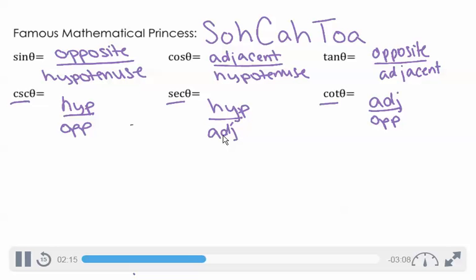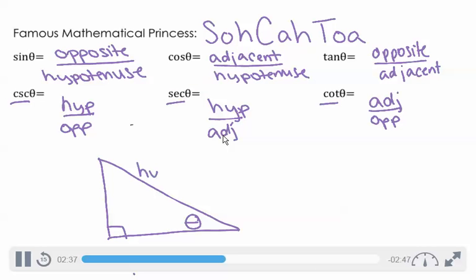Now, what does opposite, hypotenuse, and adjacent mean? We're dealing with right triangles here, so we're going to have a right angle, and then you're going to have an angle, this circle with a line in the middle, that's called theta. That's how we'll represent our angles. So once you have your theta, your hypotenuse is always across from the right angle. Your hypotenuse is always the longest side.